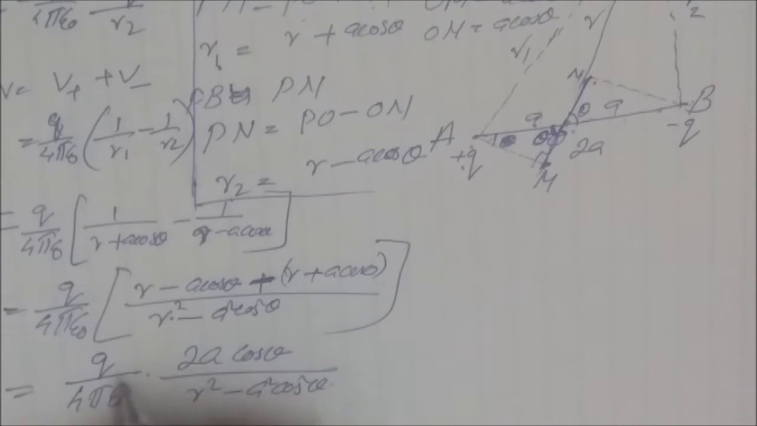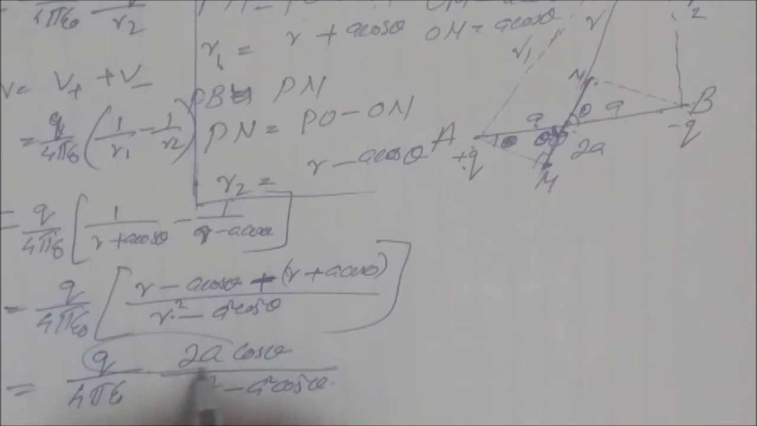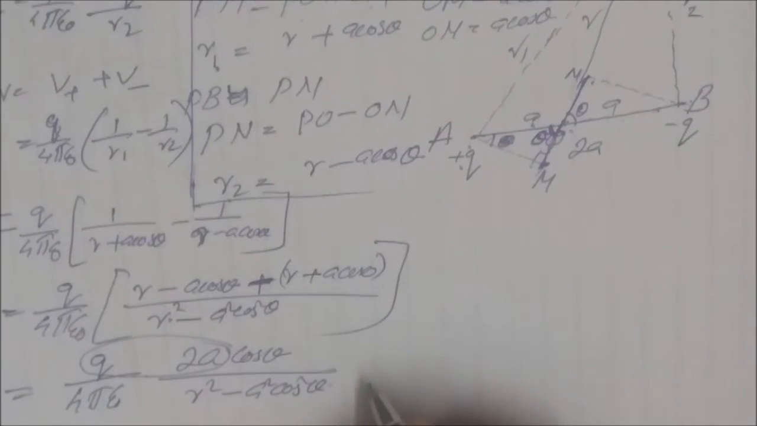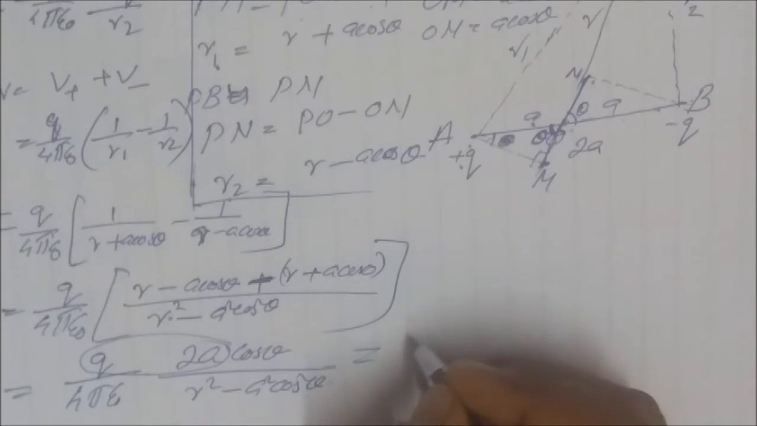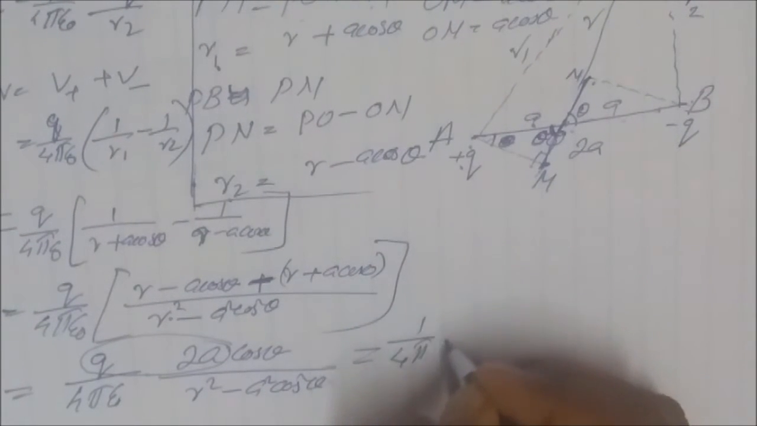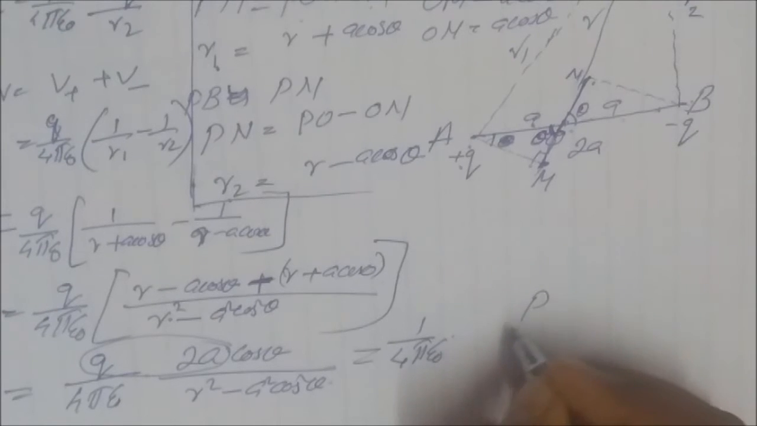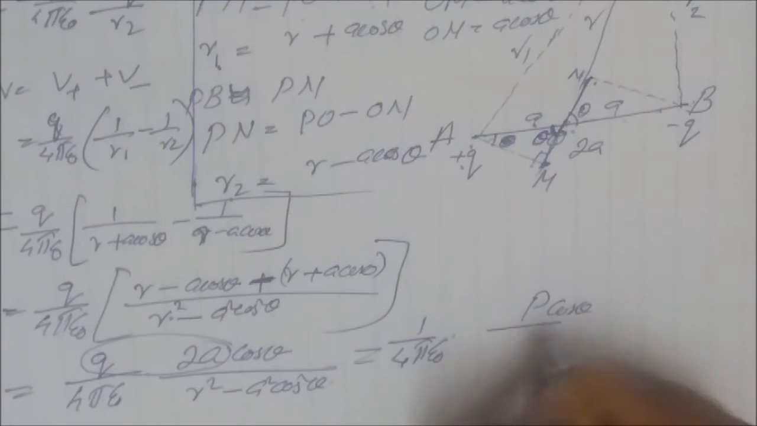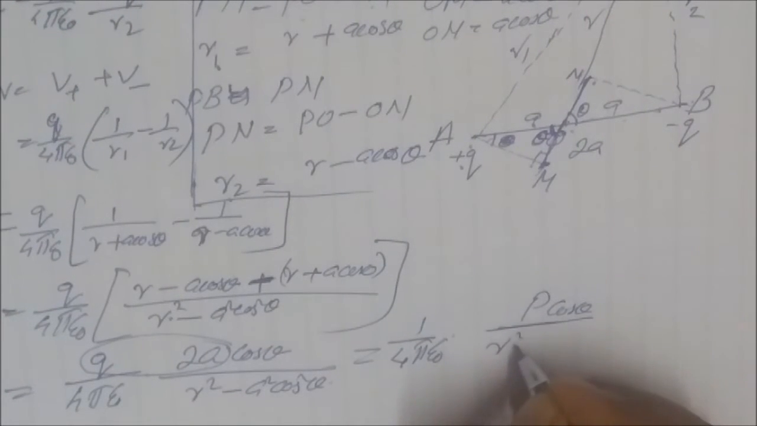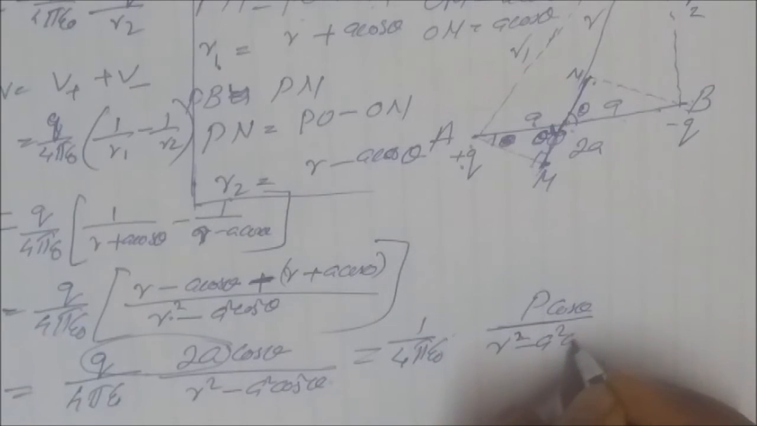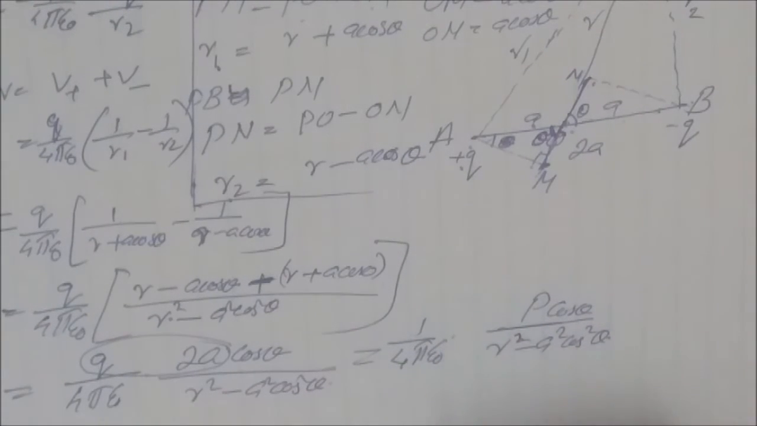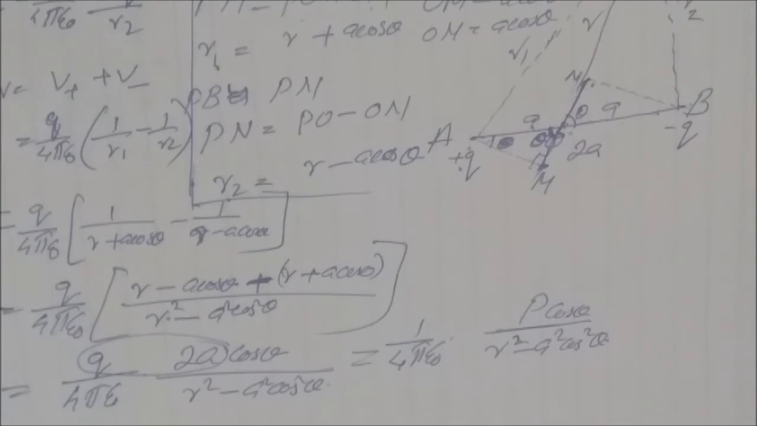And in the previous chapter we learned that 2aq is p, that is the dipole moment. So we can write it as 1 by 4 pi epsilon 0 times p cos theta by r squared minus a squared cos squared theta. So that is the expression for electric potential due to a dipole. And you have to consider some cases depending on the angle.